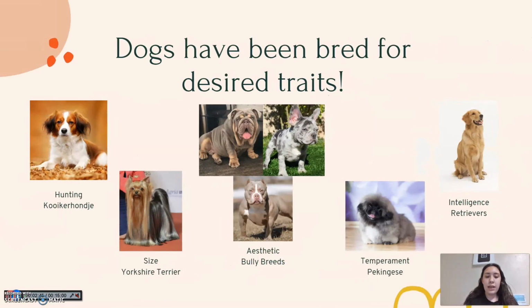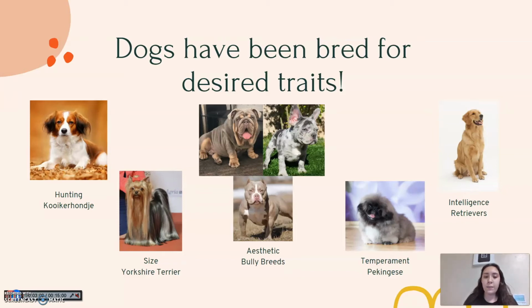Over time, dogs have been bred for a variety of desired traits. The Quaker Houndhound was bred for hunting ducks. They can swim in water, and if trained effectively, they can use their tail to lure ducks to the hunters. Some dogs were bred specifically for size to make them small lapdogs, such as the Yorkshire Terrier, also known as the Yorkie.